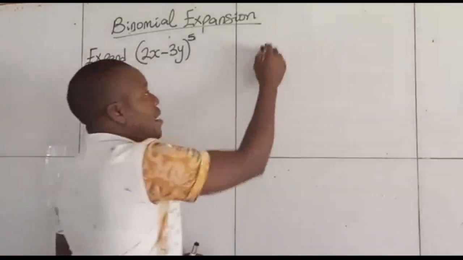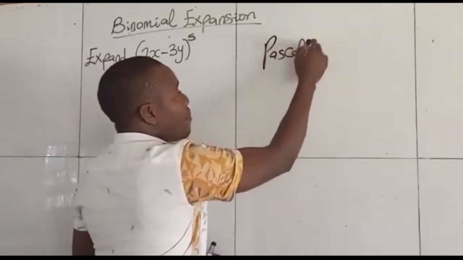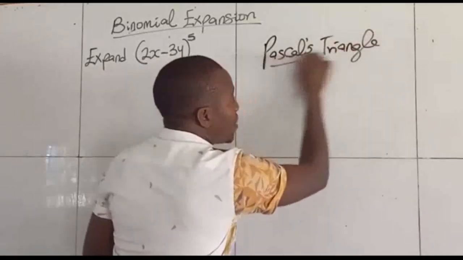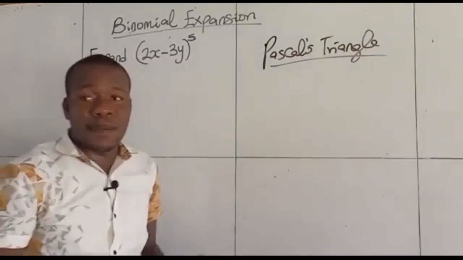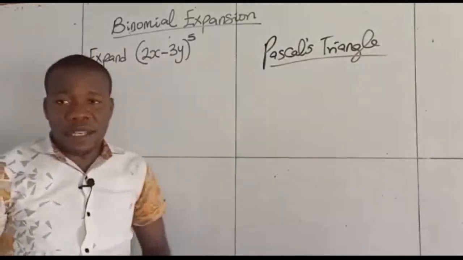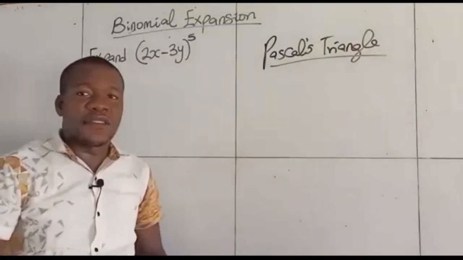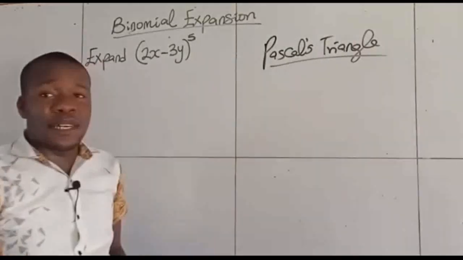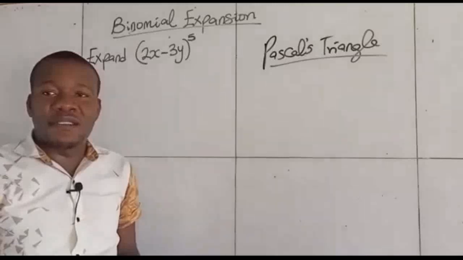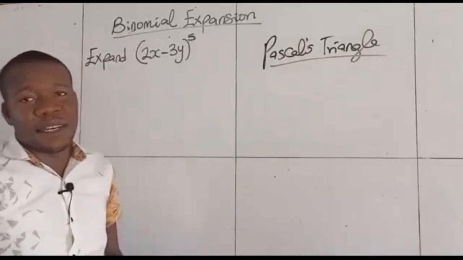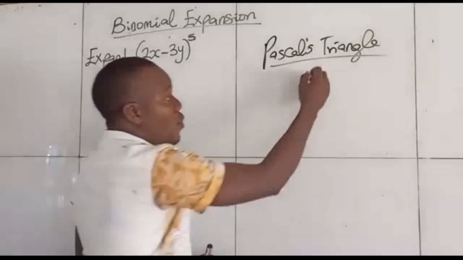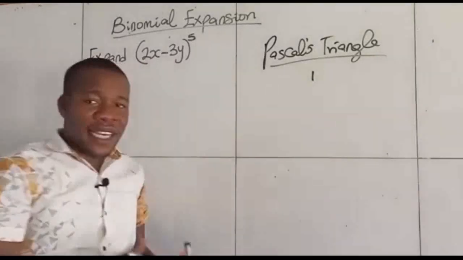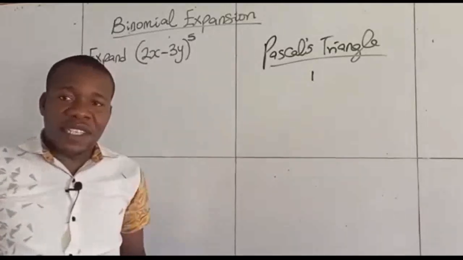So what is Pascal's triangle? Pascal's triangle gives us the coefficients of the expansion of binomial expressions. It gives the coefficients of the expansions and we can pick it up from there. So in Pascal's triangle, we have a triangle of numbers which represent the coefficients of different powers in expansion of binomial expressions. So we have 1. Pascal's triangle always starts with 1 and ends in 1 in all degrees of powers.